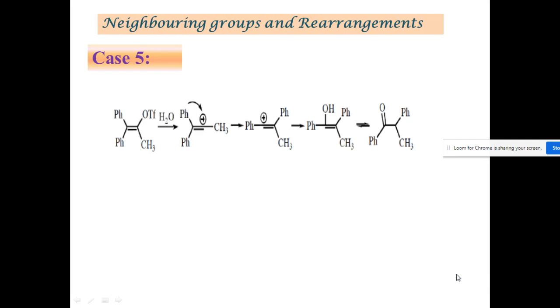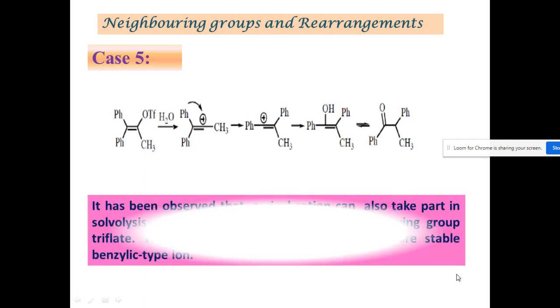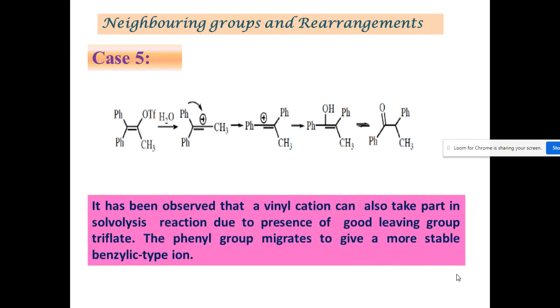Now last, case 5. It is very important that it has been observed that a vinyl cation can also take part in the solvolysis reaction, due to the presence of a good leaving group, triflate. The phenyl group migrates to give a more stable benzylic type ion.